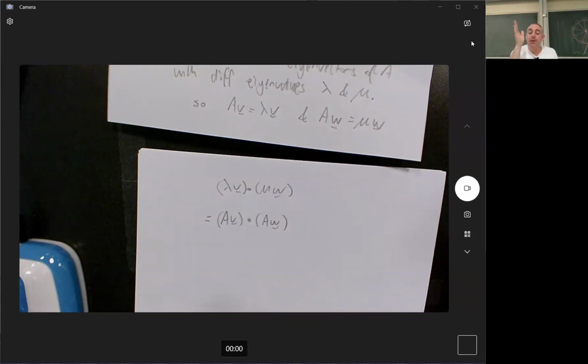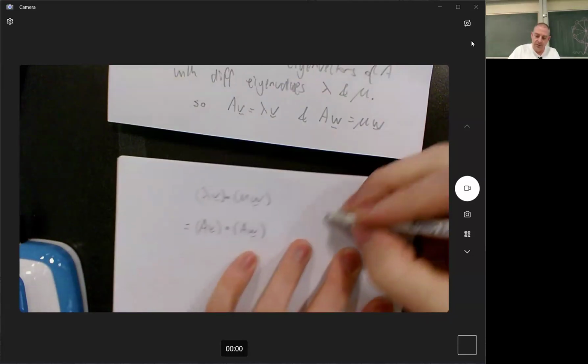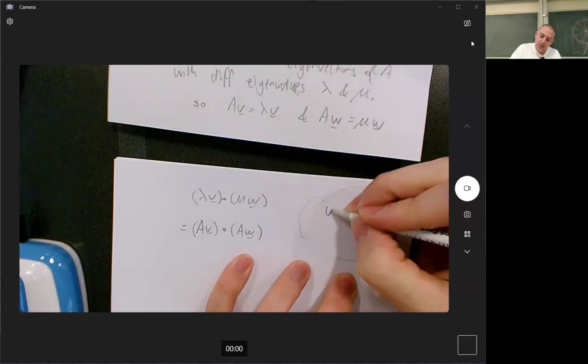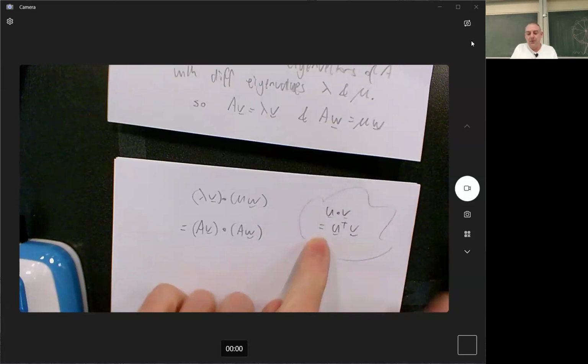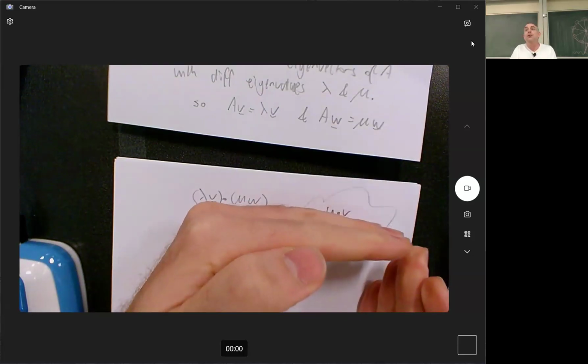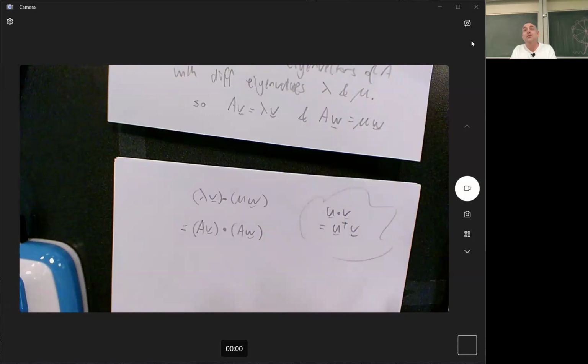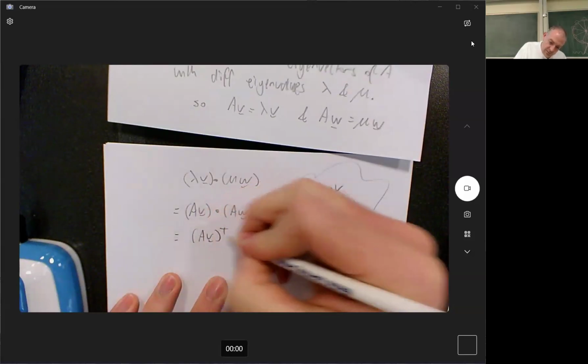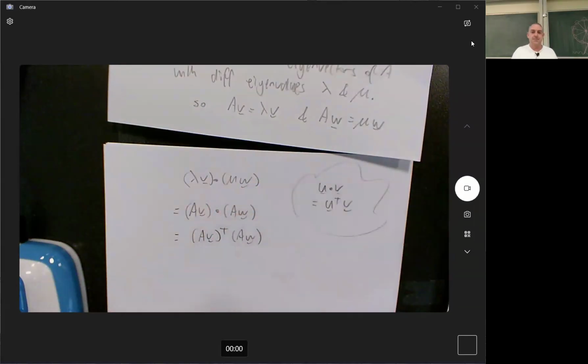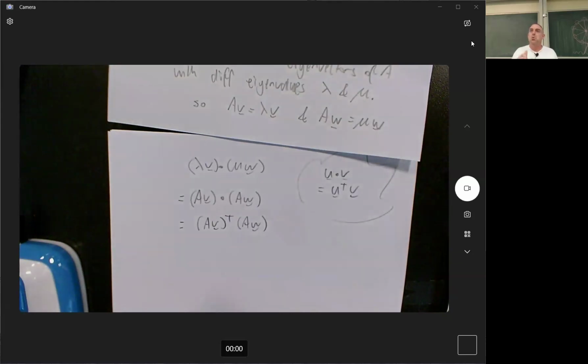That's okay, because dot products are transposes. The dot product of two vectors is the same as the transpose of the first one times the second one. This is a fact that I know, that U dot V is the same as U transpose times V. That one's a row vector and that one's a column vector, so when you do matrix multiplication, it works out to the same as the dot product. Okay, so this is AV transpose times AW. Okay, cool.